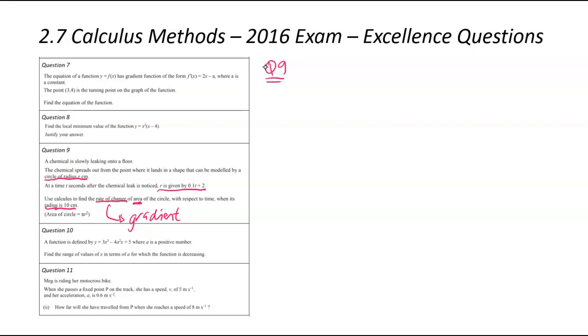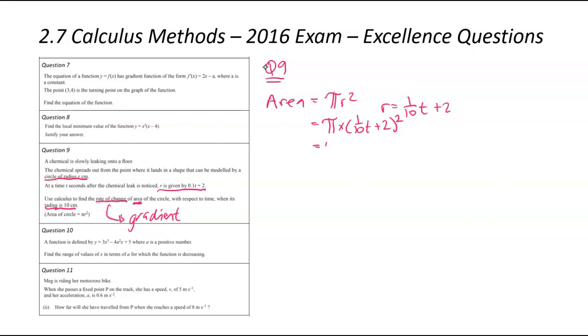And what we need to do now is we're looking at the area of the circle. So the first thing is we need to come up with an equation of the circle in terms of time. Because r is equal to 0.1t plus 2, I'm going to change that to a fraction because I like dealing with fractions. So that's 1/10 of t plus 2. We can substitute that in, and then we've got an equation comparing area and time. So A is going to be equal to pi times (1/10 t plus 2) squared.